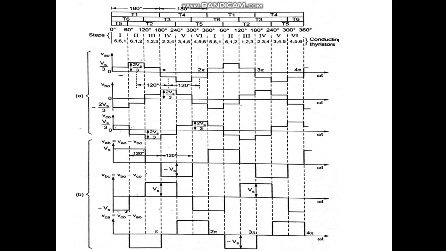In 180-degree mode, line voltage will be plus or minus Vs. In 120-degree mode, it can be Vs and Vs by 2, plus or minus. In 180-degree mode, phase voltages are 2Vs by 3 and Vs by 3. In 120-degree mode, it is always Vs by 2, plus or minus. So these are some important points.